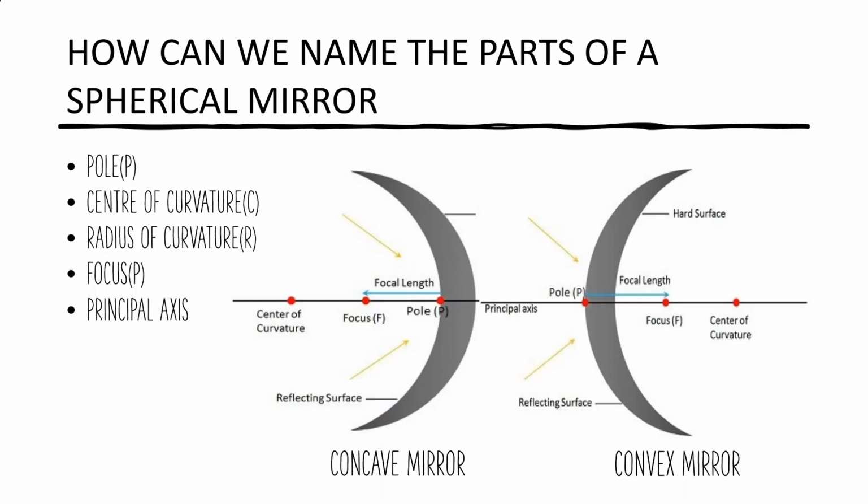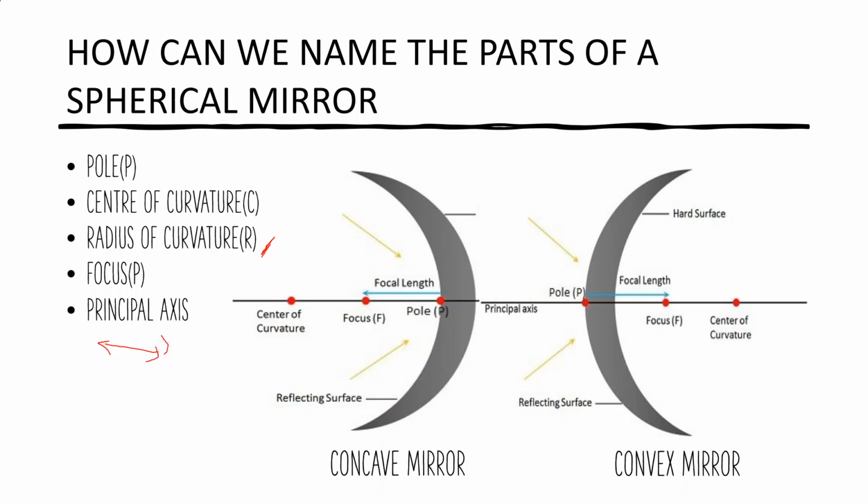Next, I told you we are going to name different points. Now think, if there is a mirror, especially a spherical mirror, it contains infinite points, but there are some special points. They are very special. You know why? I'm going to tell you. Those are pole, center of curvature, radius of curvature. Radius of curvature is not a point, it's a distance. Focus and principal axis. Principal axis is just a line, as you can see.